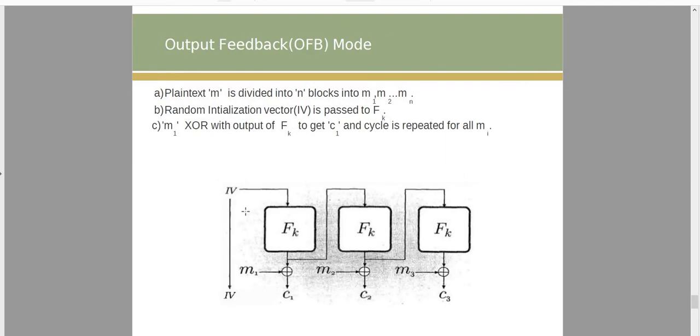Next, output feedback mode, where M is again divided into M1, M2, M3, and so on till Mn. It has an initial vector which is passed to Fk. So here the initial vector is encrypted and we get the answer, and then the encrypted answer and M1 are XORed to get the cipher. The encrypted answer is continued to be encrypted again, and we get M2, which is XORed with it to get C2. It continues like this till the end.